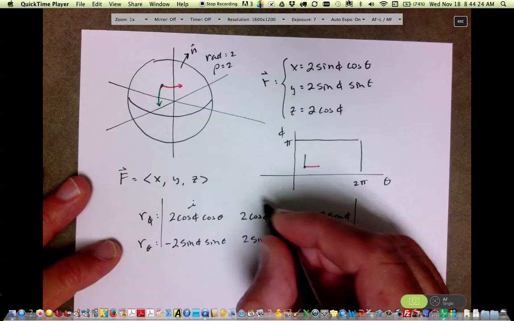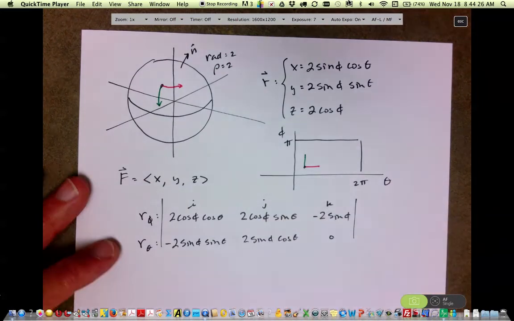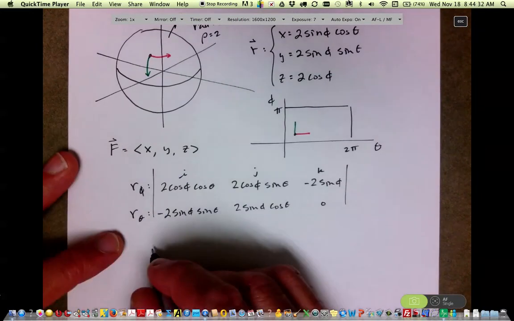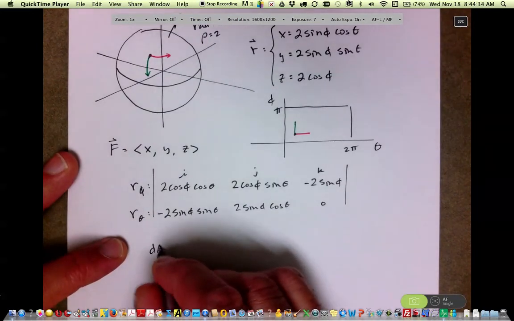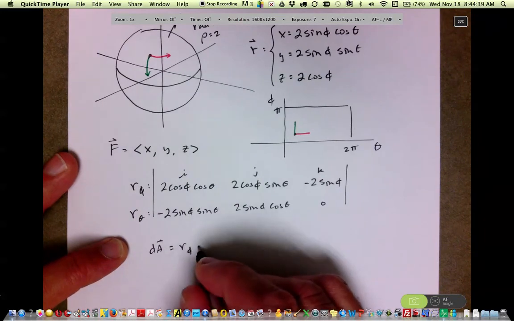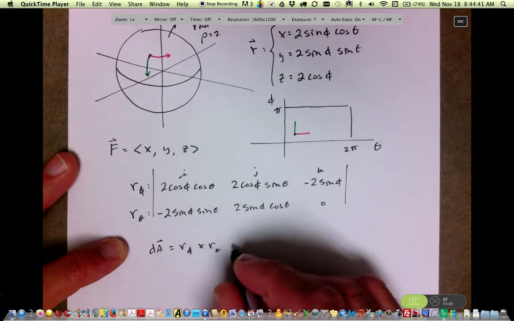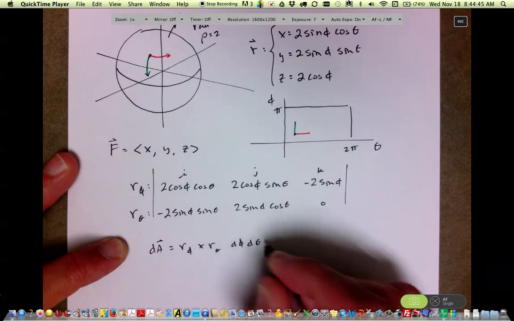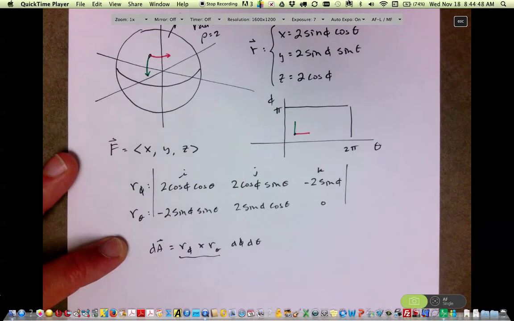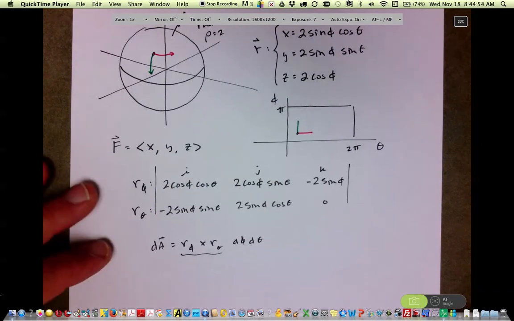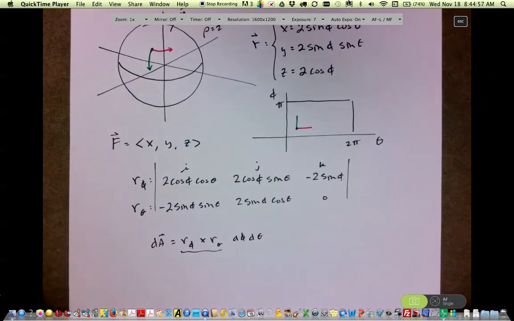So i, j, k. We're going to take the cross product of this, and I think you can anticipate that dS is going to be the magnitude of r phi cross r theta times d phi times d theta, and I think you can see that this is going to become just a mess. So I want to stop there and leave this for Friday's lesson.